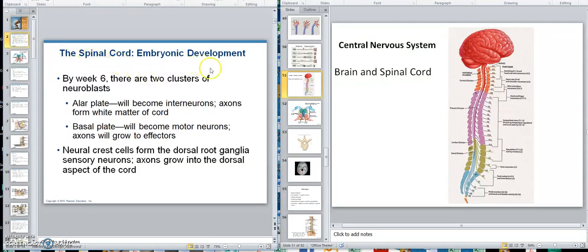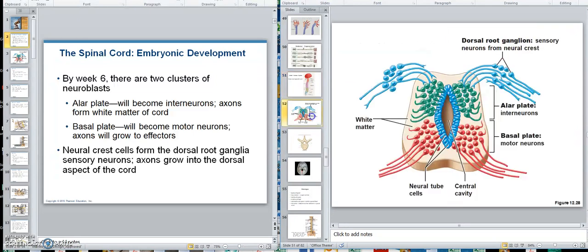The spinal cord originated from something called the neural tube, which we showed in the last video. So the neural tube formed the spinal cord. This would be the neural tube, and this would be a central cavity. Here we have some blast cells, neuroblasts, that are going to form the neurons of the dorsal root ganglion.